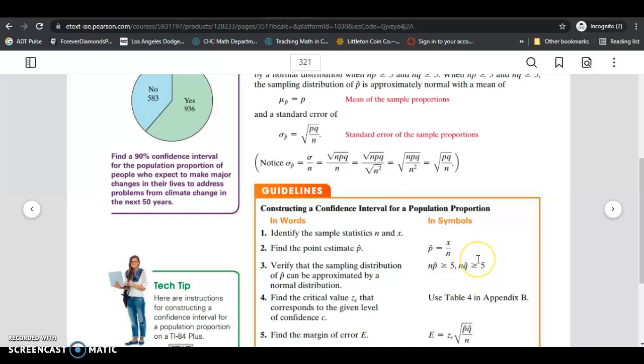So we're not going to spend any time verifying the requirements, but just know that if the data do not satisfy the requirements, then the method that we use to obtain the confidence interval will not work or will not be accurate. Again, this notation means that there are at least 5 successes, and this notation means that there are at least 5 failures.